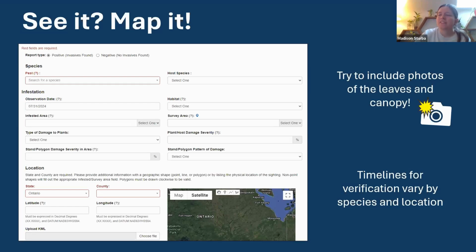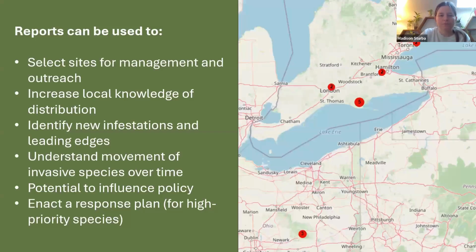The timelines for this expert verification can really vary depending on the species, but high priority species are typically looked at really quickly. I submitted what I thought was maybe oak wilt a few years ago, and thankfully it wasn't, but because it's such a high priority species, I heard back in like 2 hours. So the reports are monitored quite well.